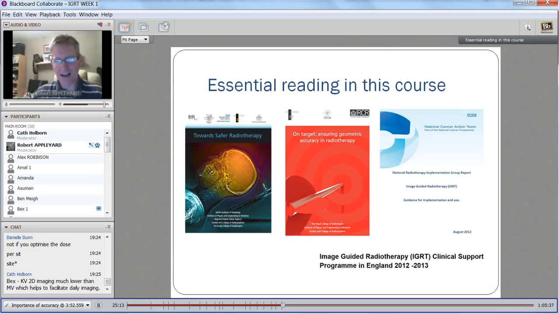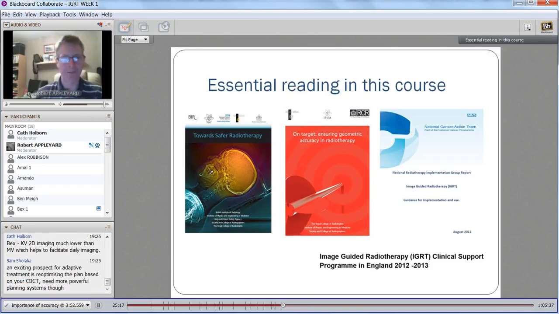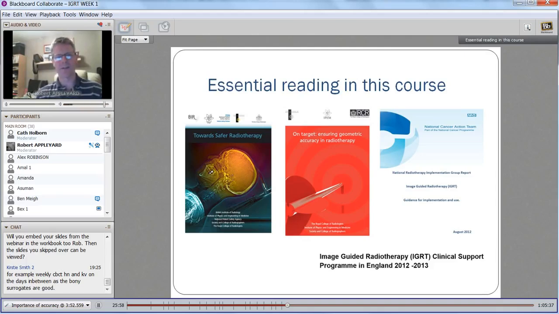At this point I will point you towards some reading that you're probably already very familiar with. Going backwards in time, there's Towards Safer Radiotherapy, which is not really relevant to IGRT as such, but gives you useful background information about errors in radiotherapy and what we need to do to minimise those. The On-Target report, I think it was 2008, but forgive me if I'm wrong, goes back a little while, but still has very relevant information about error correction and issues with calculating random and systematic errors. It's a really important report to read, particularly in terms of verification, but it tends towards planar imaging rather than volumetric.